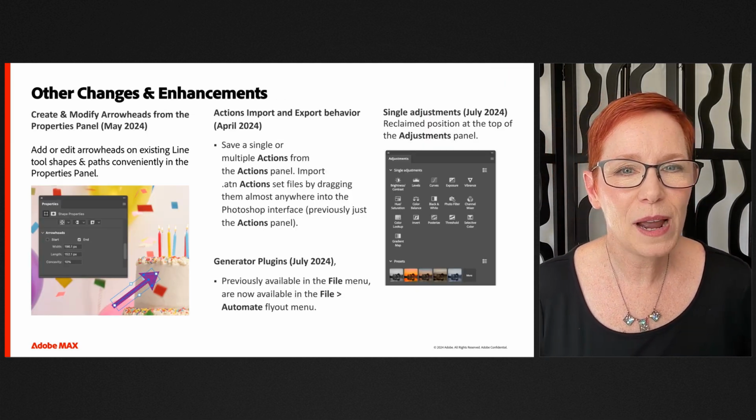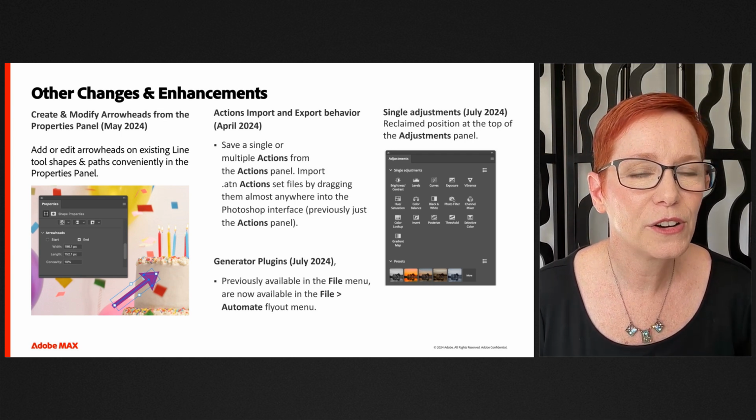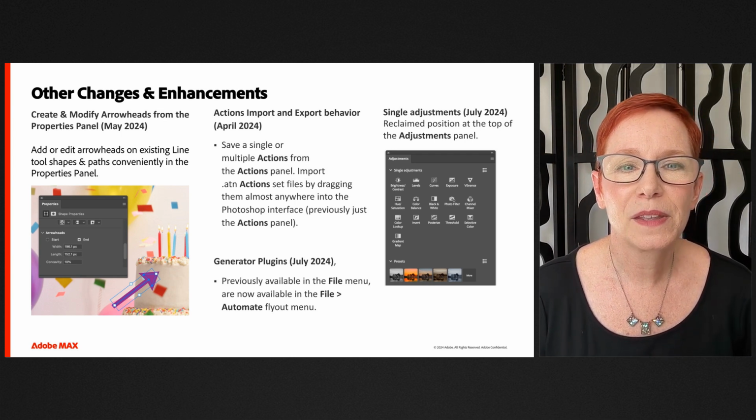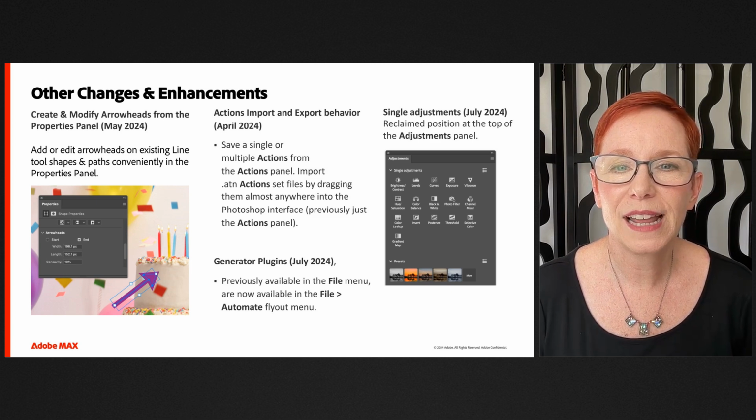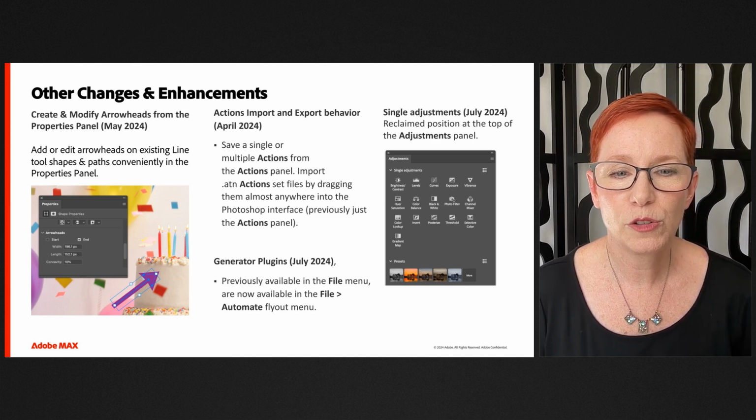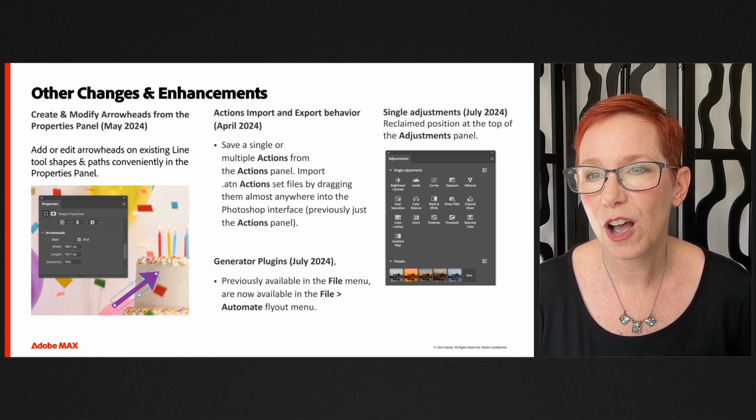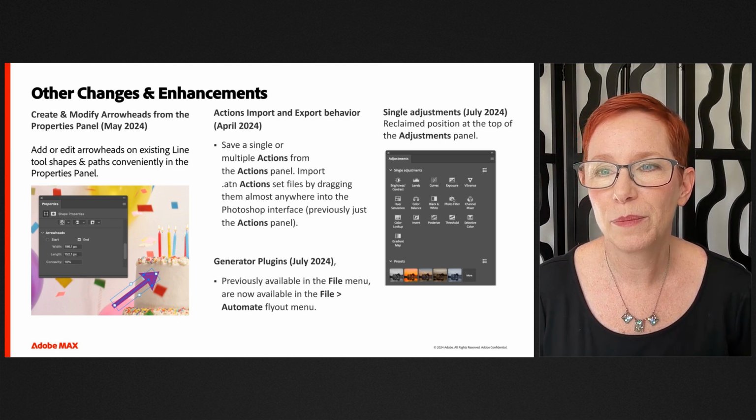Finally, we're going to wrap up this section with other changes and enhancements. We've already taken a look at the arrowheads. So Actions import and export behavior has changed. Generator plugins have moved to the File Automate menu, and single adjustments have reclaimed their position at the top of the adjustments panel. Let me show you that.